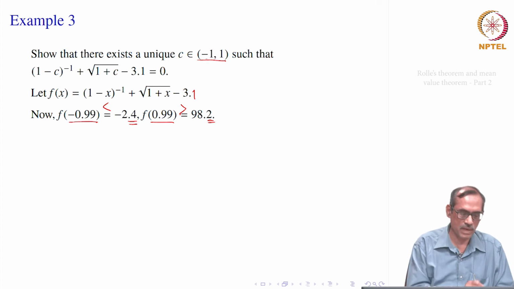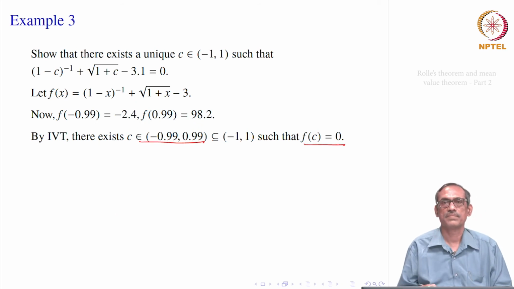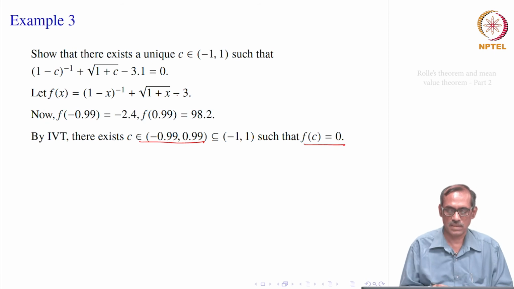Therefore, by intermediate value theorem, there exists a point c between this, such that f of c equal to 0. So, that gives us the existence of a root of this f of x, 0 of this f of x. So, there exists a point c in between minus 0.99 to 0.99, which is again in between -1 to 1, such that that equation is satisfied for the c.